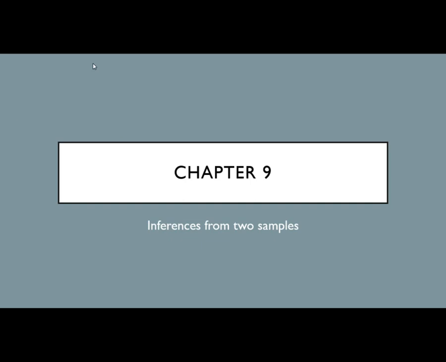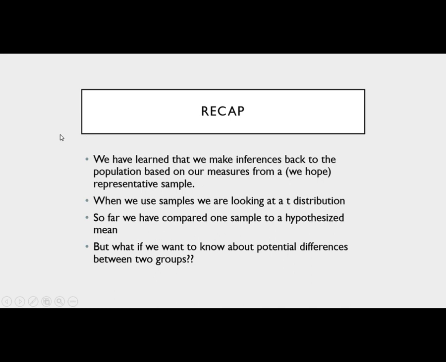All right, chapter 9, inferences from two samples. We've learned that we make inferences back to populations based on our measures from a representative sample that we hope is representative. When we use samples, we are looking at a t-distribution.